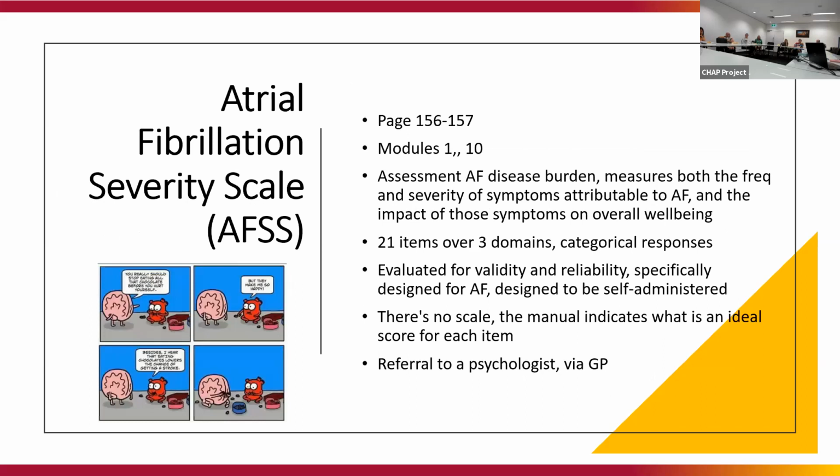The atrial fibrillation severity scale is on pages 156 and 157 of the manual, and it refers to modules 1 and 10. This is specifically for the atrial fibrillation patients, so it won't go to everybody, and it measures both the frequency and severity of symptoms, and then the impact that those symptoms have on overall well-being. This tool has been evaluated for validity and reliability, it's been specifically designed for atrial fibrillation patients, and it has been designed to be self-administered.